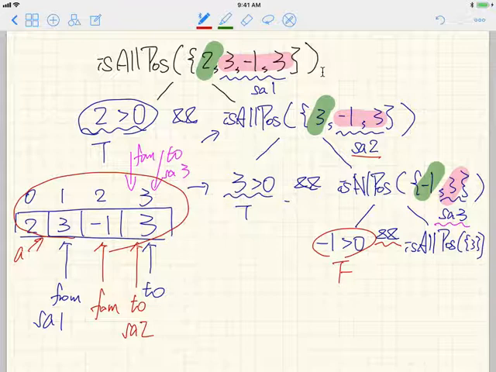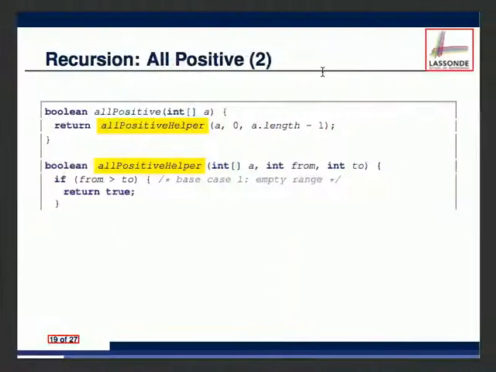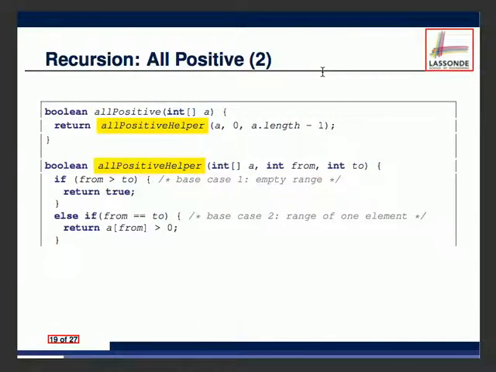Now, eventually, you will get to the cases where the from is not really smaller than or equal to the to. It might be the opposite. That would mean an empty array. I will show you. Okay? And then, if from is exactly equal to to, that means we're considering just a single element in the range. In that case, we can simply just say if that particular element we're considering is larger than 0 or not.